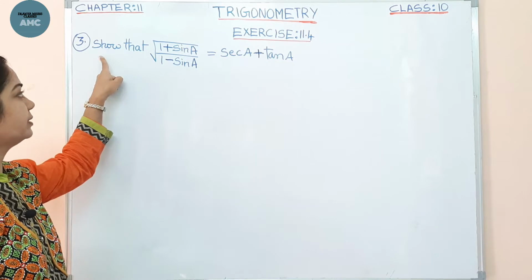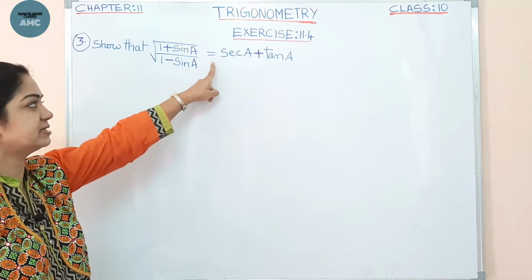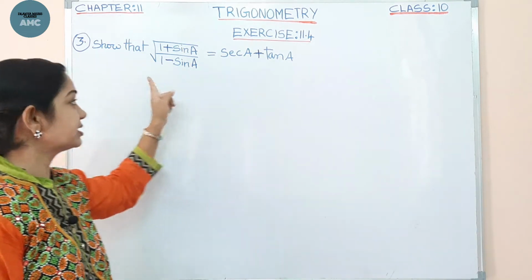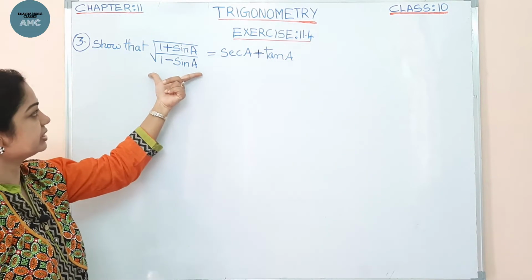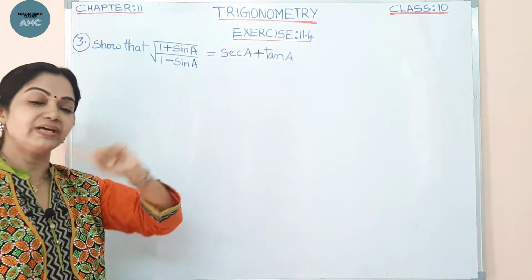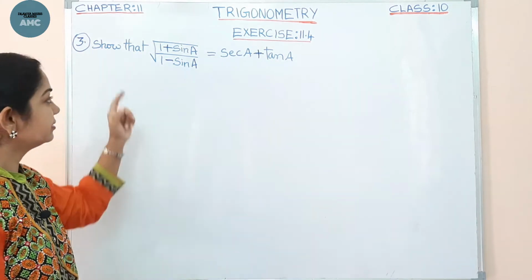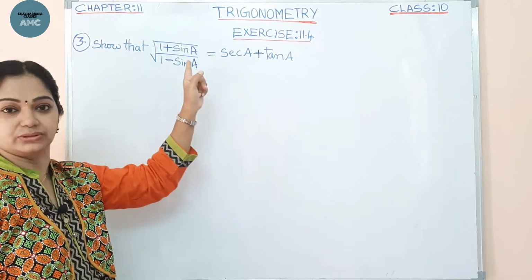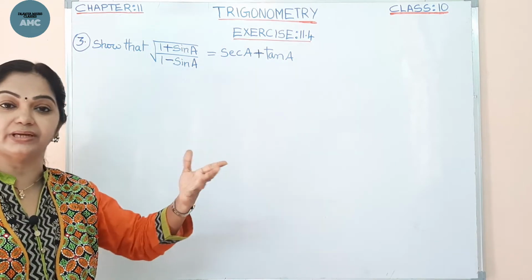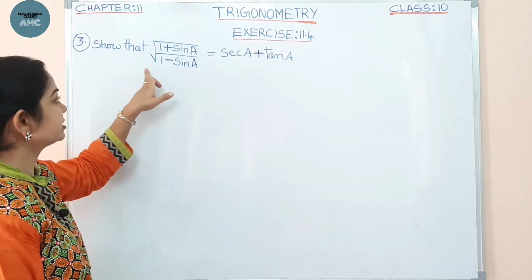Now, the third problem: show that under root (1 plus sin A) by (1 minus sin A) is secant A plus tan A. Now, the LHS and the RHS part. Let's start with the LHS part. Clearly, if you see, it is only sine functions and it is under root. We have studied in our 9th class first chapter about the surds. Okay, the surds were under the root functions where we had used the rationalizing the numerator, rationalizing the denominator concept. That we will use here.